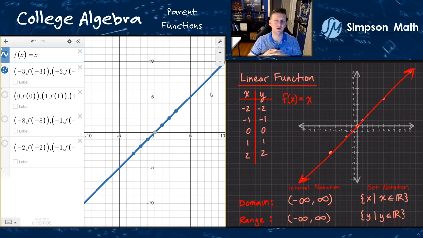So again, like I said, make sure that your graph is accurate all the way to the end, including these arrows. All right, so now let's talk about this domain and range business. Just to be clear, I said earlier that domain is a set of X's.